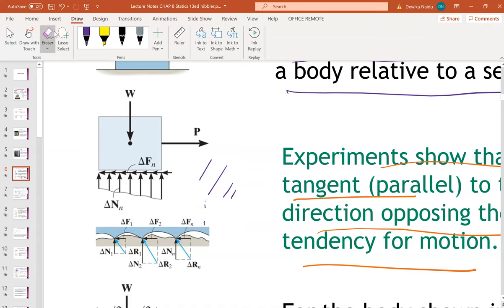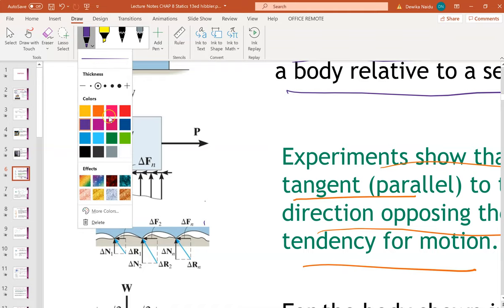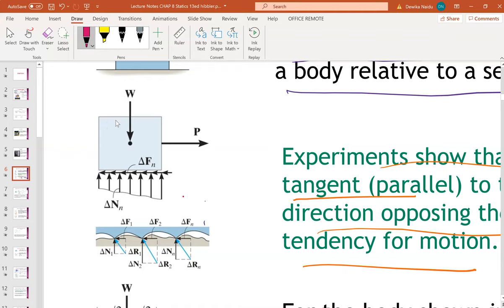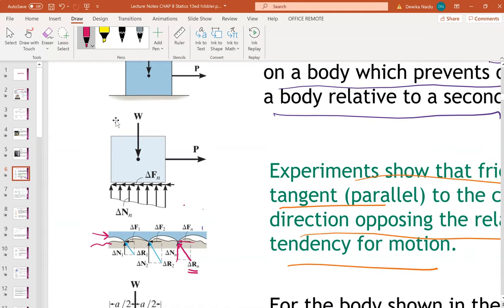Now that you understand why the normal force is shifted: if you magnify the surface of the box and the surface of the ground, you will see the normal and opposing friction forces, and the resultant will be inclined. This is your resultant. Later we will be combining the resultant, so just hold on to it. Now you understand why the normal is shifted.